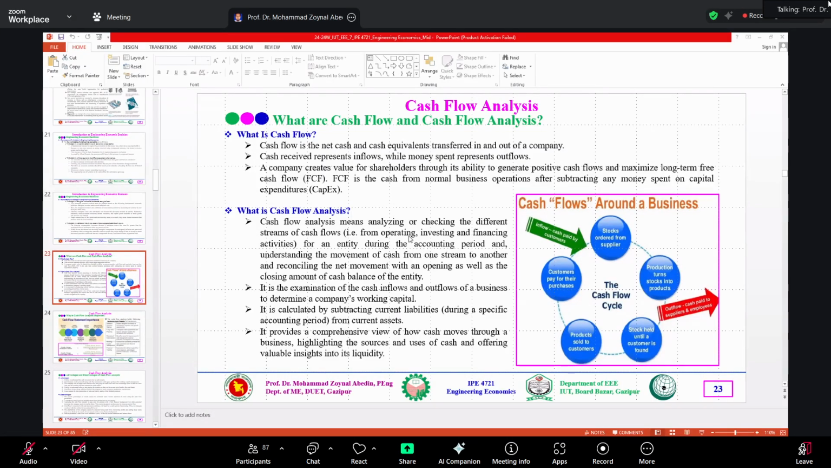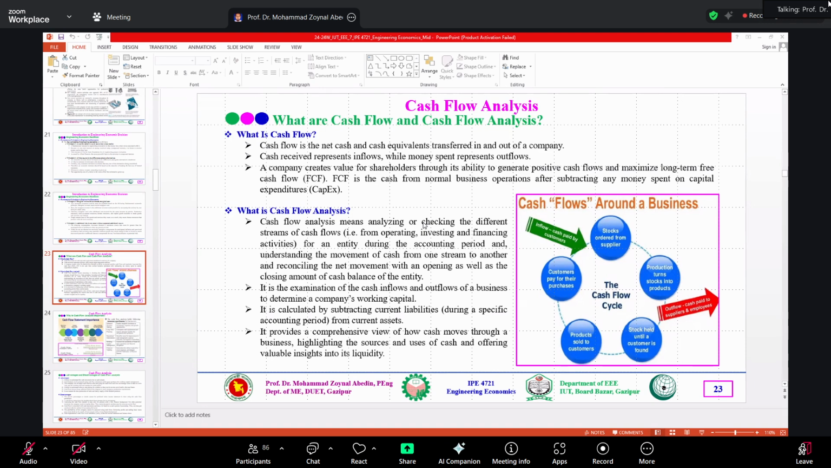Three. One is operating activities. Second is the investing activities. Third is the financing activities. So for an entity during the accounting period, maybe in the financial year of 2025 to 26, this accounting period and understanding the movement of cash from one stream to another and reconciling the net movement with an opening as well as the closing amount of cash balance of the entity.